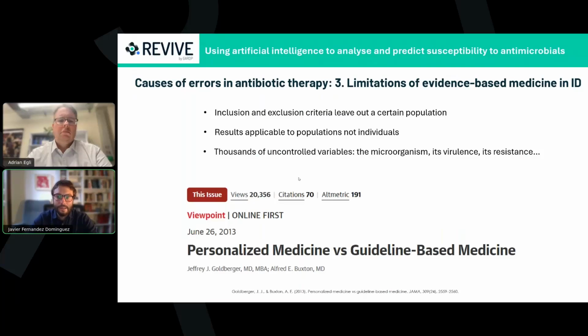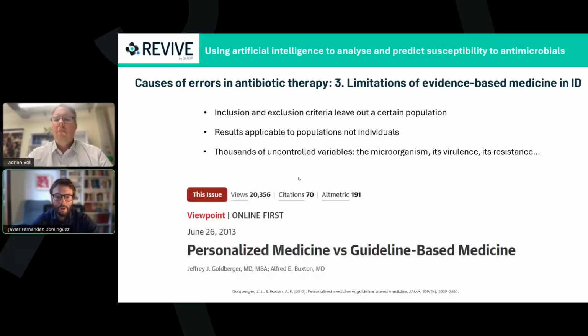It's true that evidence-based medicine has made us advance a lot in the treatment of infections and any kind of pathology, but it has some limitations, especially in the field of infectious diseases. First, the inclusion and exclusion criteria leave out certain populations, and they are very important populations because they are sometimes the more difficult to treat, like patients in intensive care unit, in pediatric wards, pregnant women, etc.